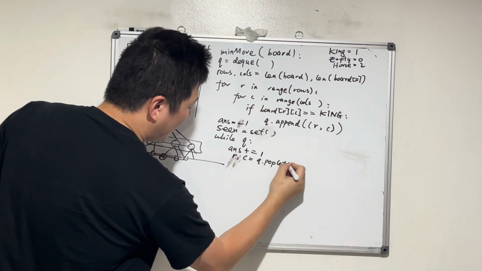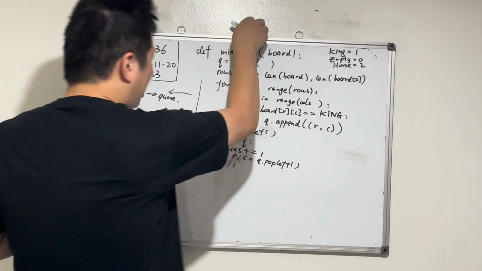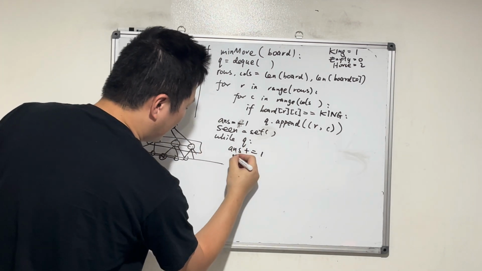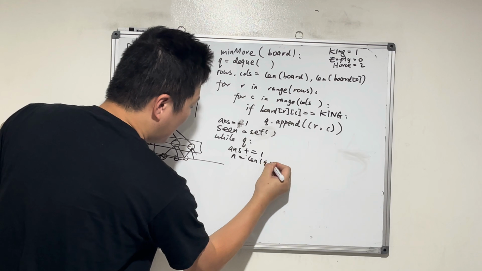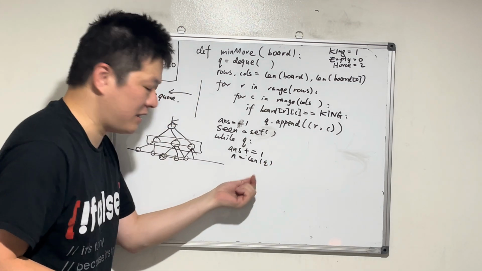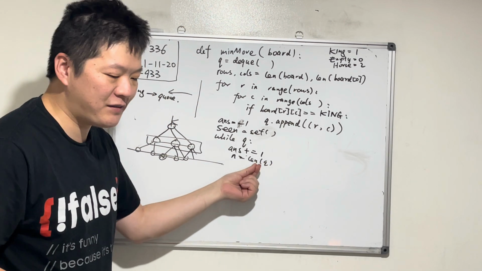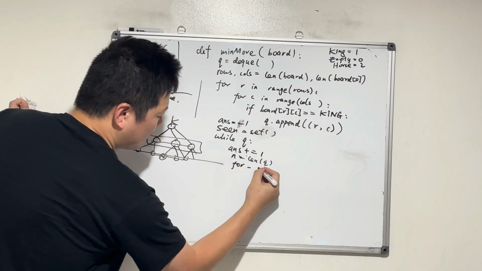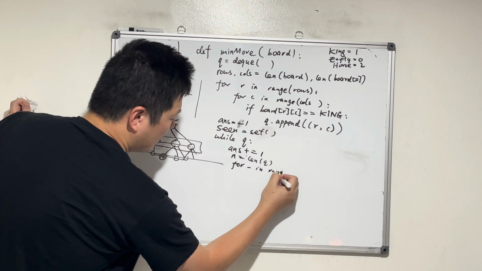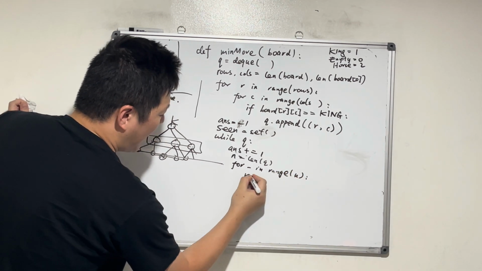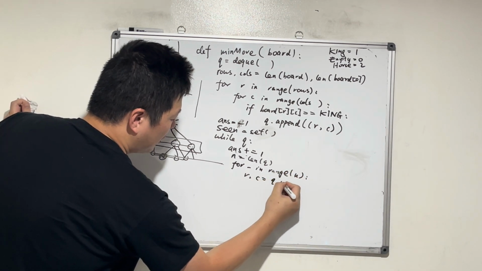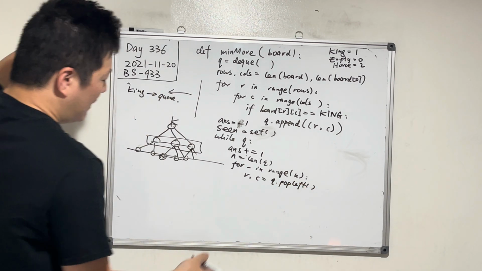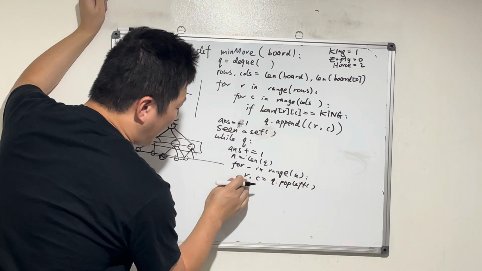Actually, we want to take n elements out of the queue, where n equals the length of the queue. As I said, we are taking everything in the queue. We pop it out, and then we do this for underscore in range n. We're taking everything out: r, c equals q dot popleft. Now look, we take this r, c out.